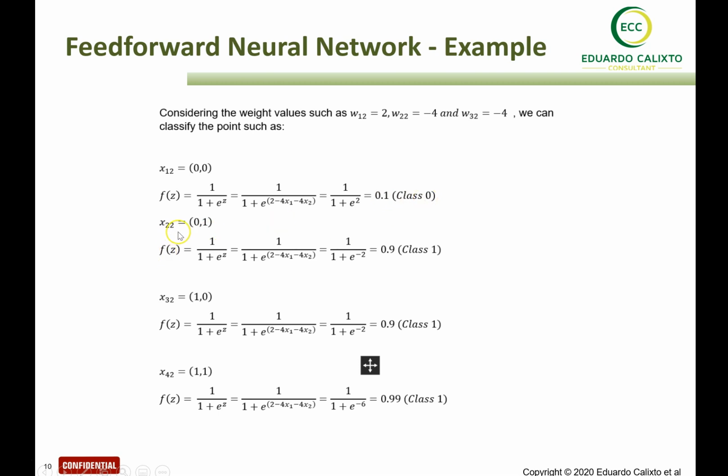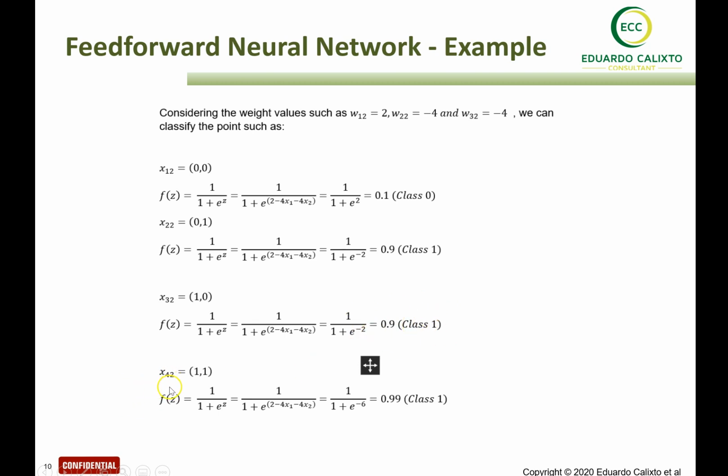In the second case, we have the point 0 and 1. If we apply 0 and 1 here, we get this equation. We have -2 here. Then we get 0.9, which is close to 1, so it is classified as class 1. The third point is 1 and 0. If we replace x1 and x2 here by 1 and 0, we get -2 again, 0.9, which is close to 1, class 1.